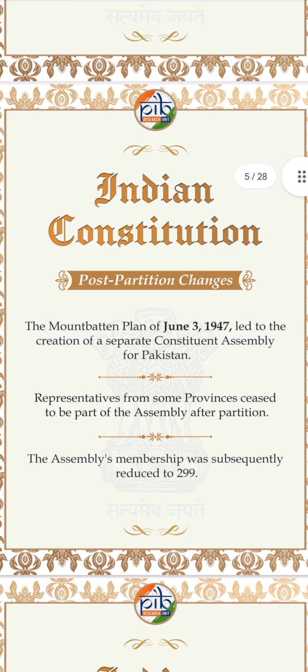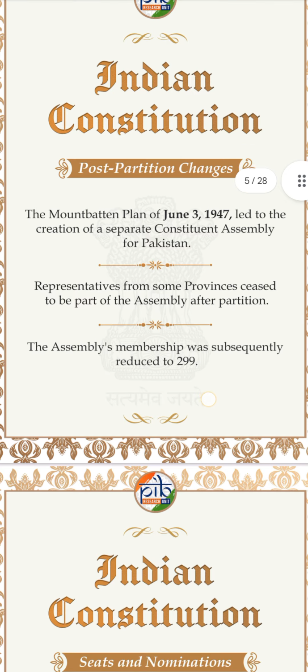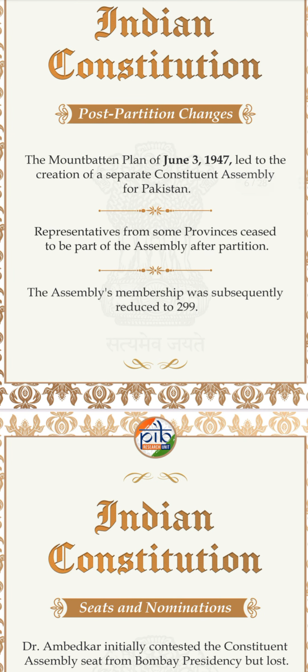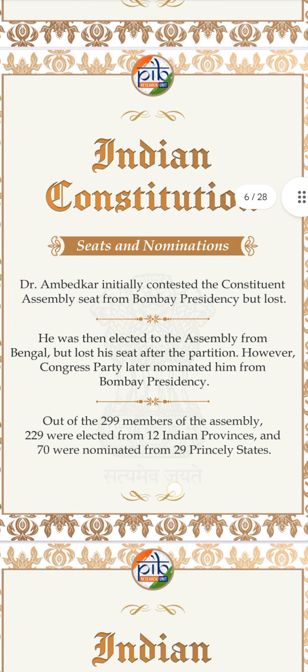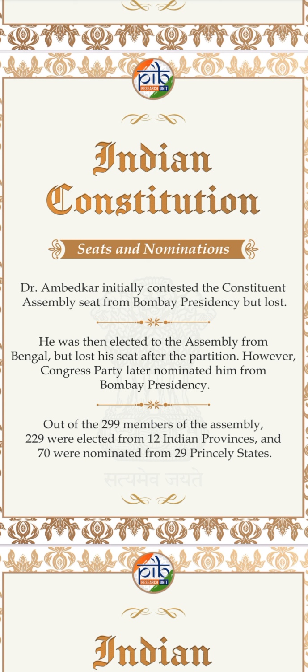Indian Constitution post-partition changes. The Mountbatten Plan of June 3, 1947 led to the creation of a separate Constituent Assembly for Pakistan. Representatives from some provinces ceased to be part of the assembly after partition. The assembly's membership was subsequently reduced to 299 members.